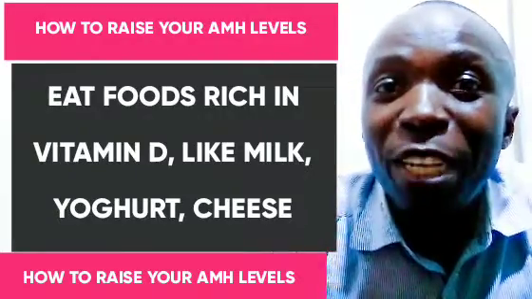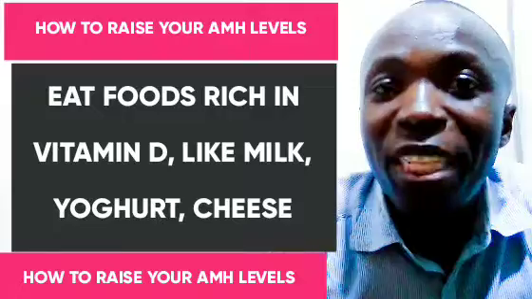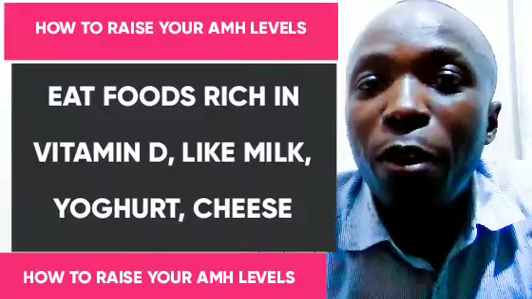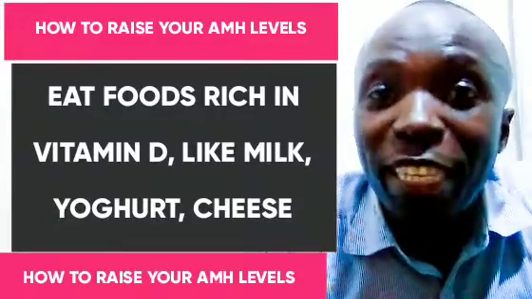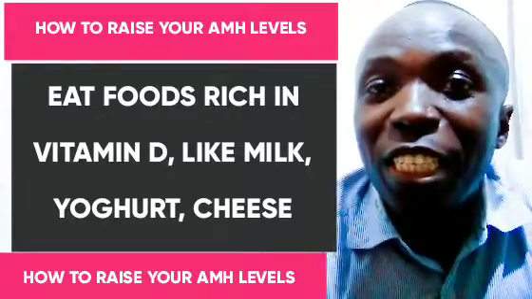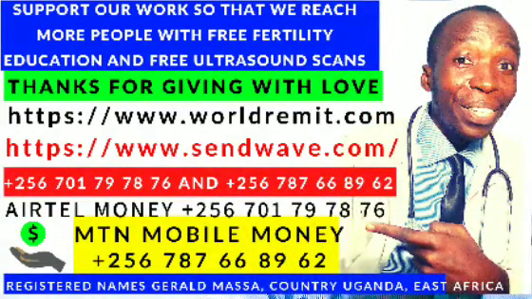How can you increase your AMH levels? The best tip, the best advice you need to take from this video is that you actually have to opt for foods that are rich in vitamin D. Vitamin D is a rich source of a nutrient. The nutrient known as vitamin D is very, very good in increasing your AMH. I'm saying that you need to look at taking foods that are rich in vitamin D. If you take these foods that are rich in vitamin D, then there are high chances that you are going to increase your AMH levels naturally.